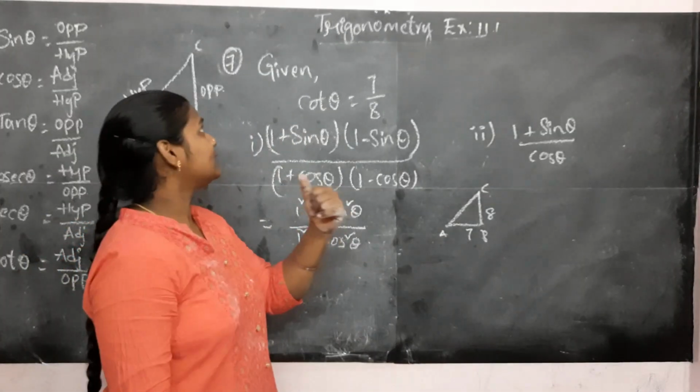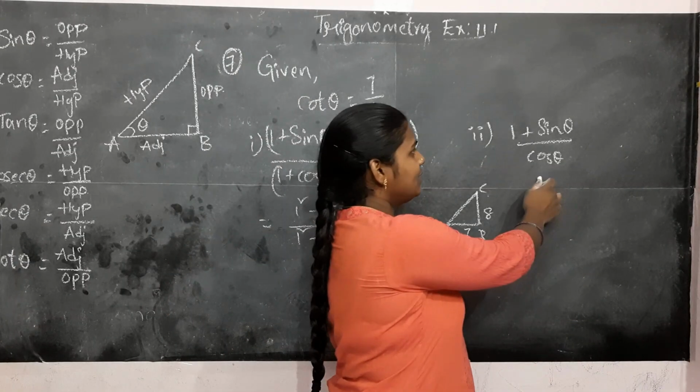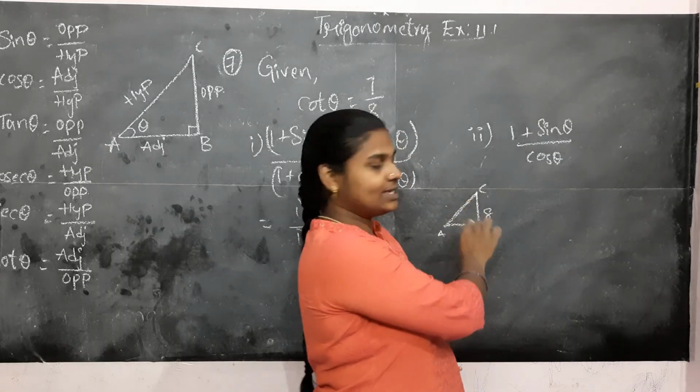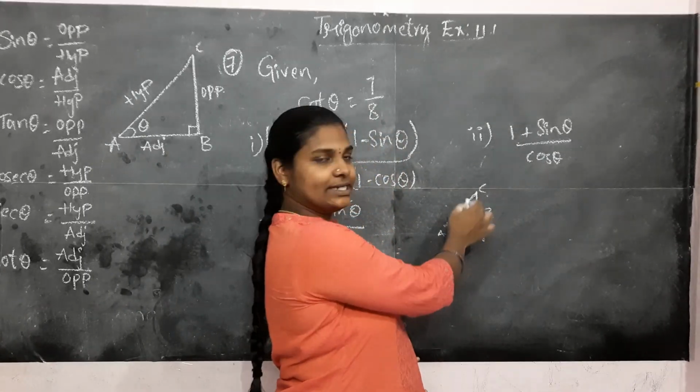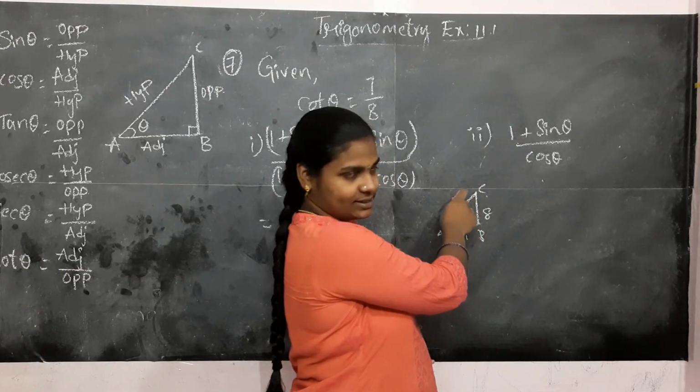Right? So let us get into problem number 8. So even for this, once you get to know the values of AC, sine theta is nothing but BC by AC, and cos theta is, you get right here from 7 by AC.